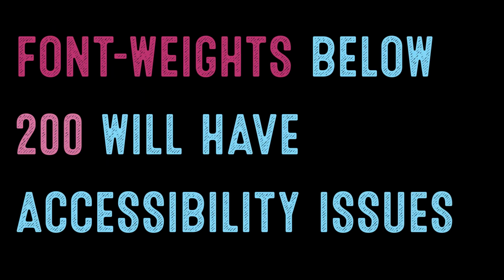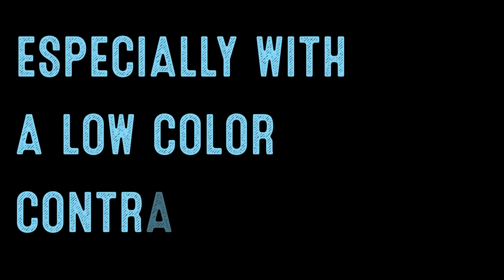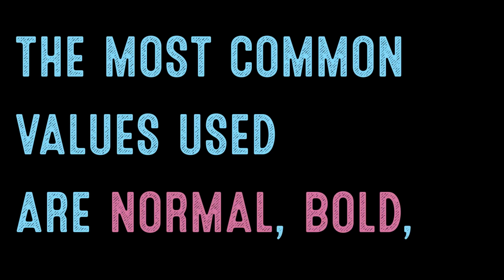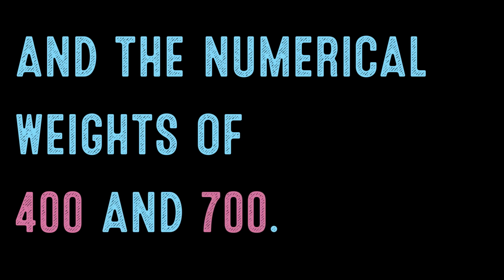In general, 100 is thin, 300 is light, 400 is normal, 500 is medium, 600 is semi or demi-bold, 700 is bold, 800 is extra bold, and 900 is black. Font weights below 200 will have accessibility issues, especially with a low color contrast ratio. The most common values used are normal, bold, and the numerical weights of 400 and 700.